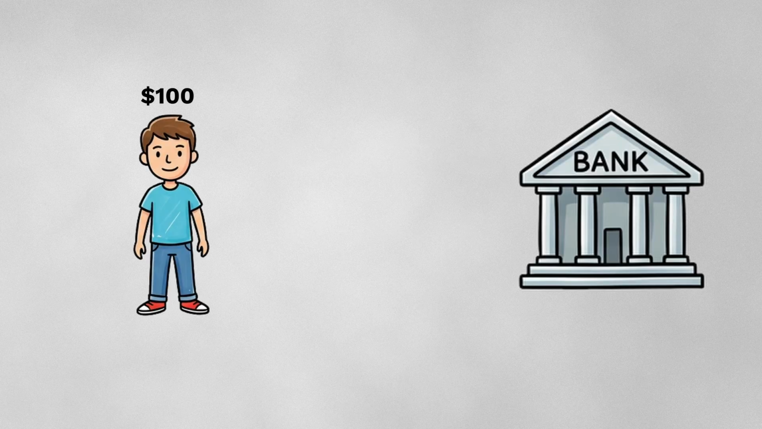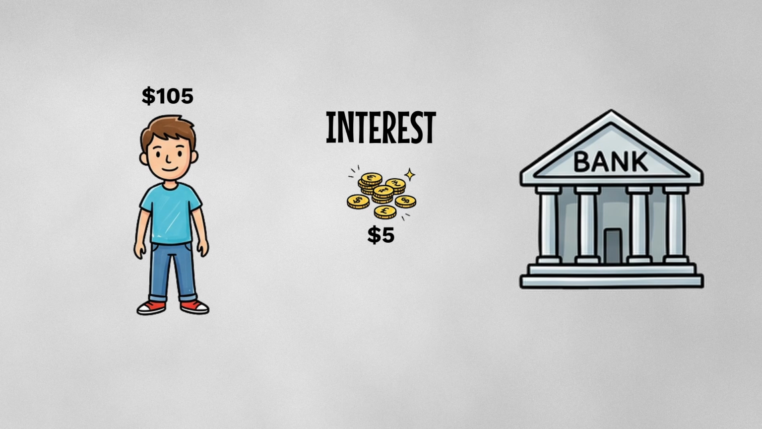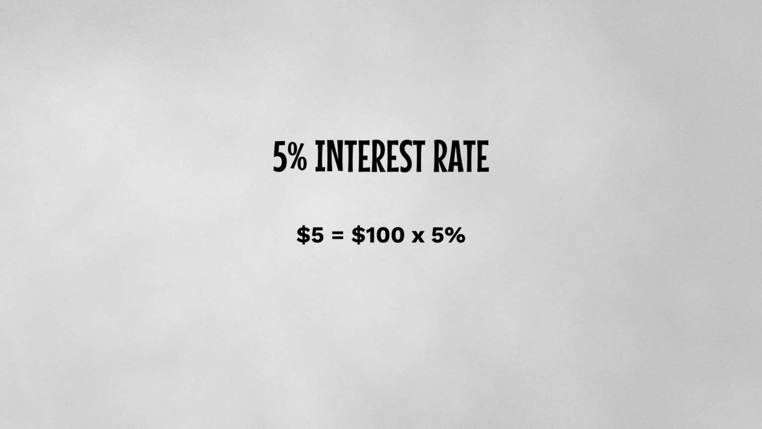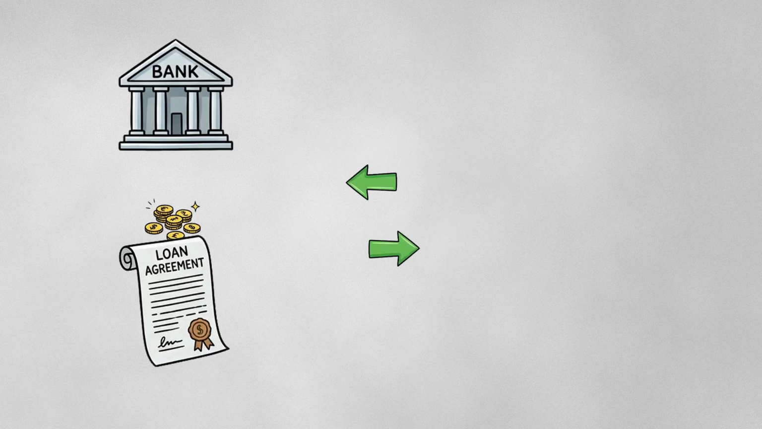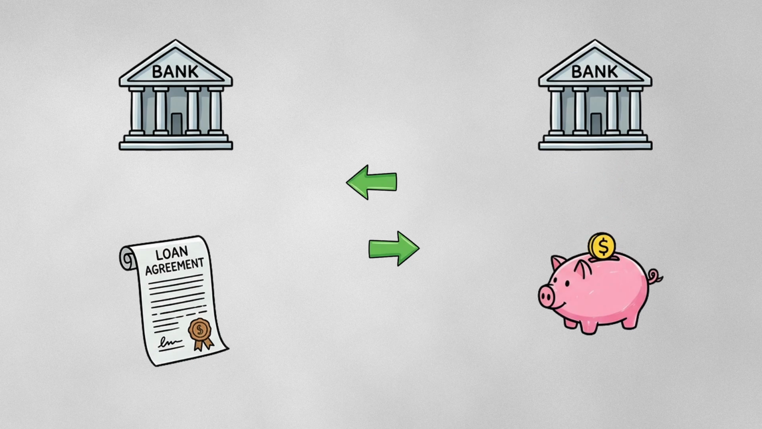Now flip the situation. You put $100 in a bank. After 1 year, the bank gives you $105. You earned $5. That is interest. The bank paid you to keep your money there. The interest rate is 5%. So interest rates work both ways. Borrowers pay them, savers earn them.